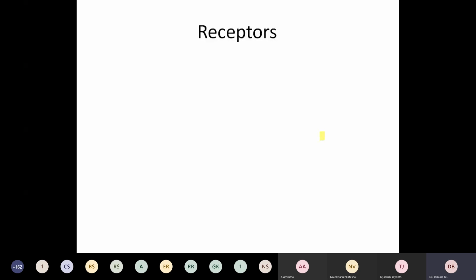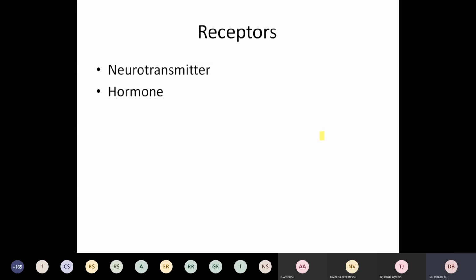Coming to the receptor proper, that is the topic of discussion today. The neurotransmitters and hormones are chemical substances. Already you know about the neurotransmitters and hormones. These will act on a receptor which is present on a cell membrane or within the cell. In the target organ, they bring about a biological change or a response in the body.